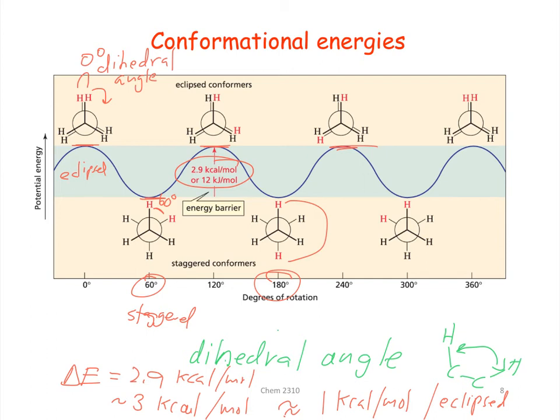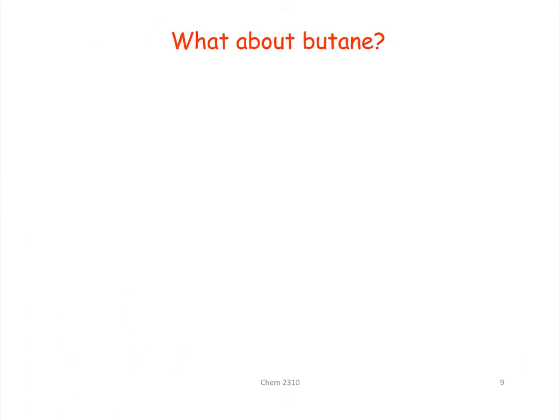Okay, so let's look at one that's a step up in complexity. Okay, so we'll go to butane. So we're going to put a different group, a methyl group on each end. Okay, so let's just draw out butane. I'm just going to first draw it like this.